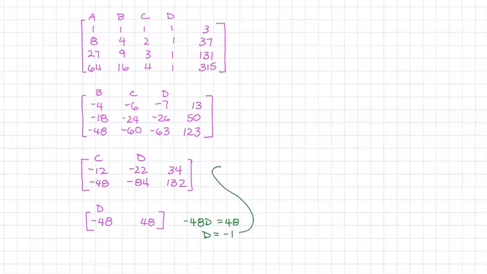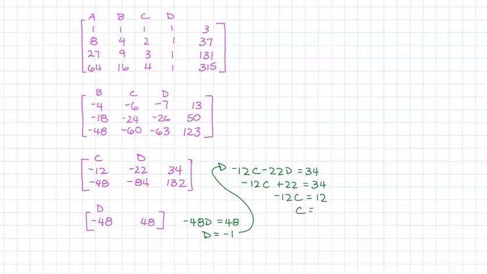And then we can go back here and work with either one. Doesn't matter. I'll just go ahead and work with the first line. Negative 12c minus 22d equals 34. d is negative 1, so that's going to make it plus 22. And then we subtract 22 from both sides, and we're going to get, whoops, negative 12c is 12. So c is negative 1.